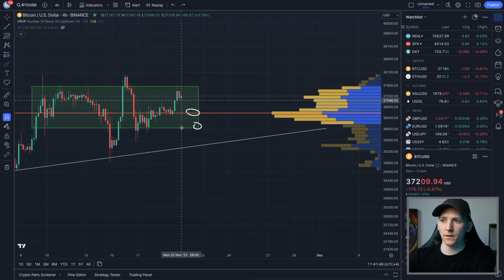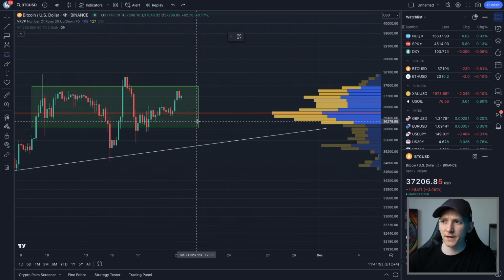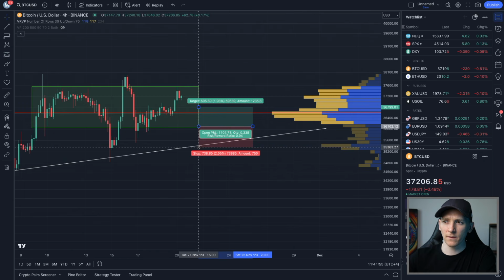If it does go lower, then where is our stop loss? Our stop loss potentially is this level here, because that's where we got supported from last time. That's where the trend line just happens to coincide with. That's where a lot of volume was traded.